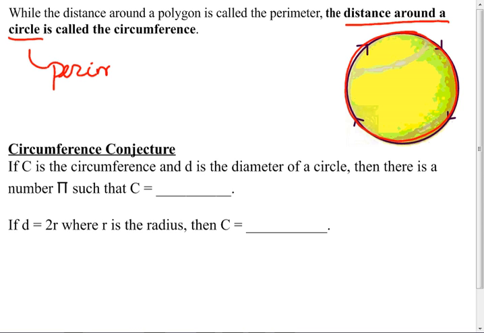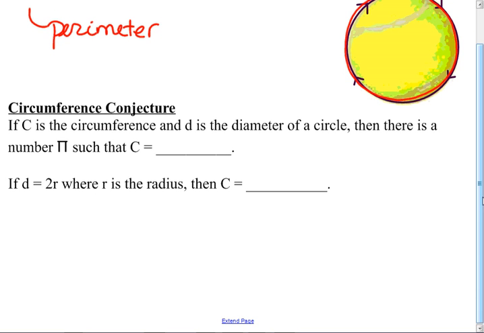And there are only two formulas you need to know. You do need to know these. Zach, do you know what the circumference is in terms of the diameter? Good. What's pi? Pi is approximately 3.14159. Okay, one more digit than I have.